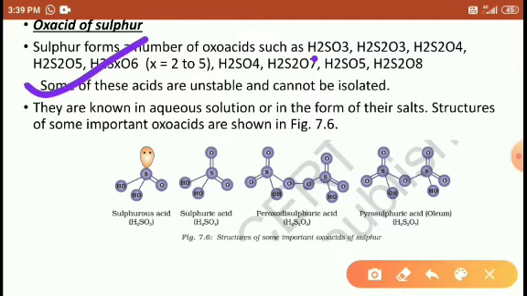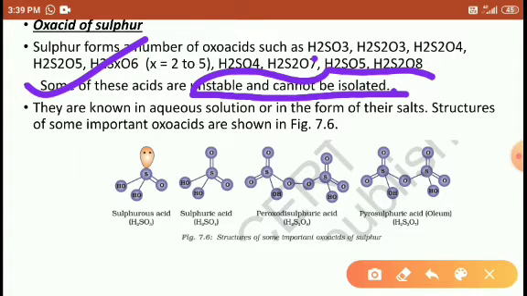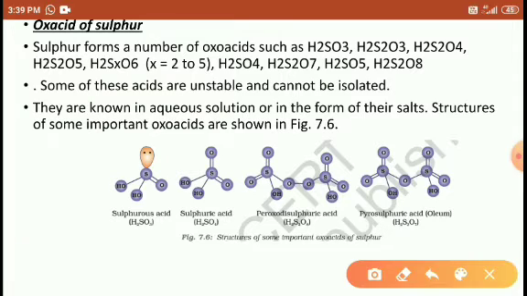Some oxoacids are unstable and cannot be isolated. Some are unstable, so we are not able to identify or separate them. Here are the structures: H2SO3, H2S2O3, H2S2O7, and H2S2O6 and O7. So these are the structures. These are all examples of the oxoacids of sulfur.